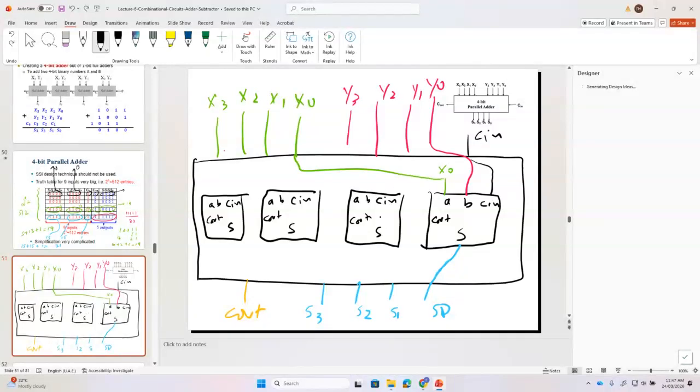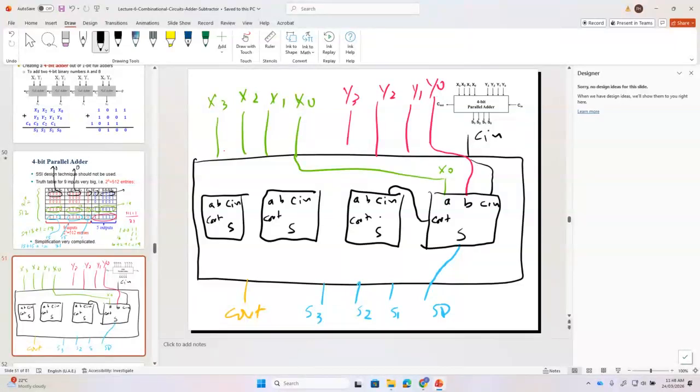You want to ask some question? The sum will go to S0, right? From the first stage, it will go to S0. Yes. Now we have this carry out. The carry out from this stage will go to what? The Cn of the next stage.